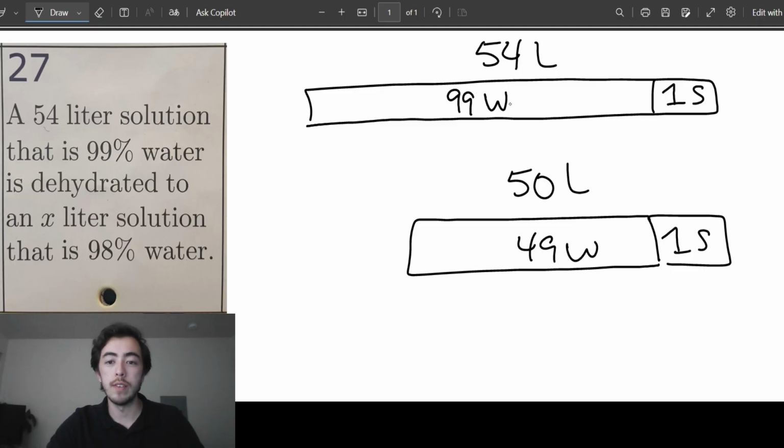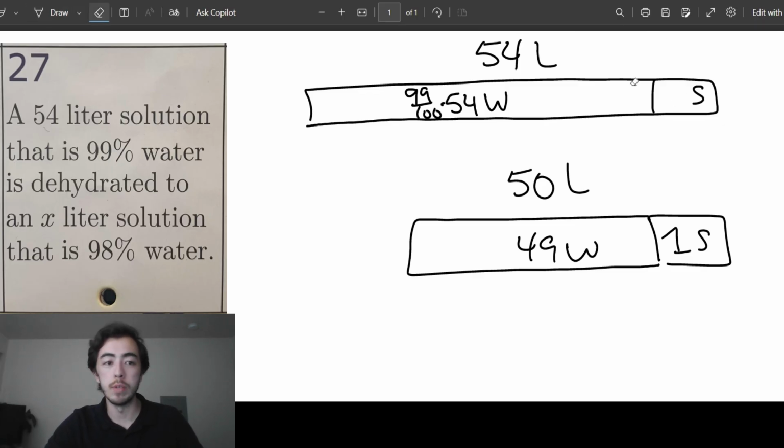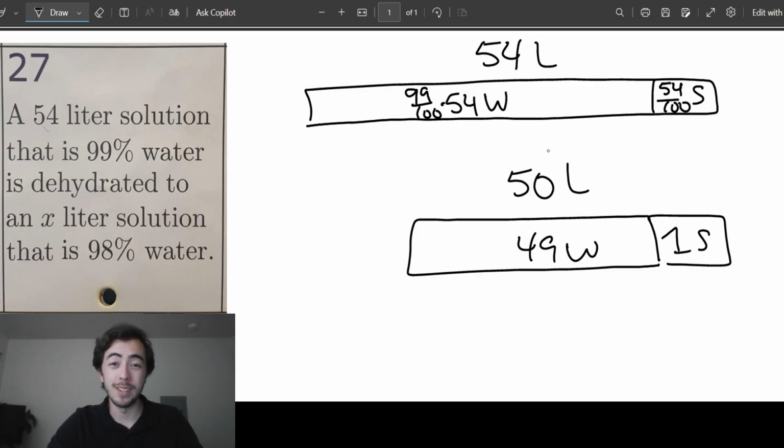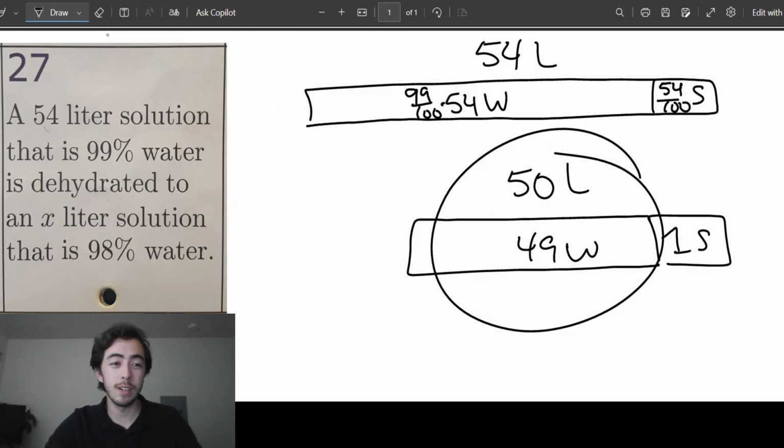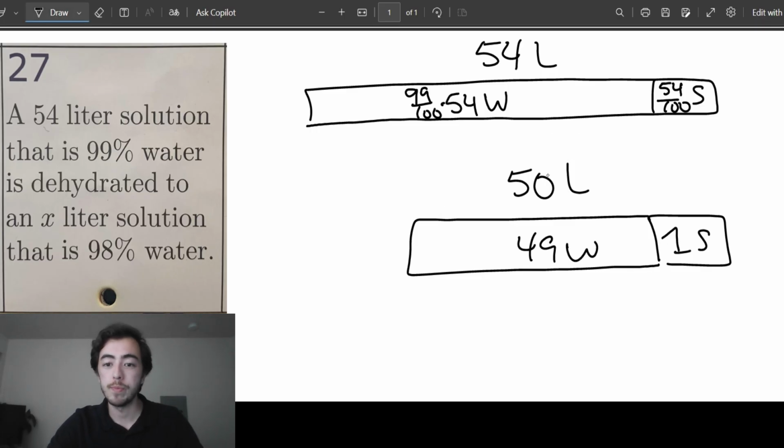And so instead of having 99 parts water, or 99 liters of the water, I do need to have essentially 99 parts of the 54 liters that are water. So essentially 99% or 99 over 100 of the 54 liters is now water. And this one over here could be one of our 54 over 100s. And then we could play the same game and figure out what fractions we need down here to get 98%. But we could just use our existing numbers to help out.